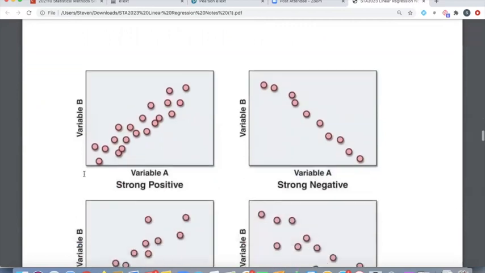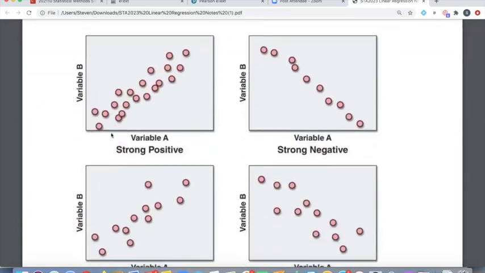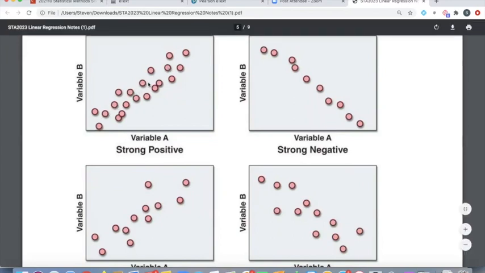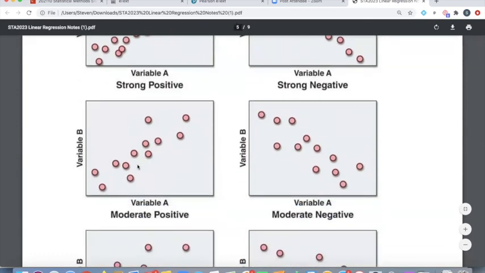So here are some pictures of these. Strong positive, see how these are all pretty close to a line. They're all tight against a line. This is even stronger because the data points all fall pretty much along a line. This is going down, so that's negative. That's going up, so it's positive.